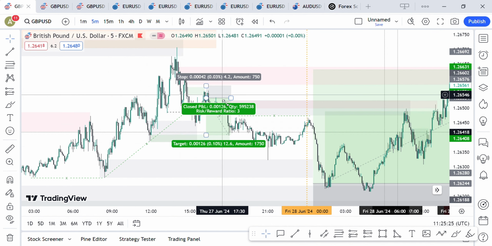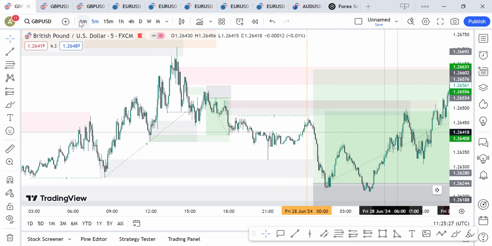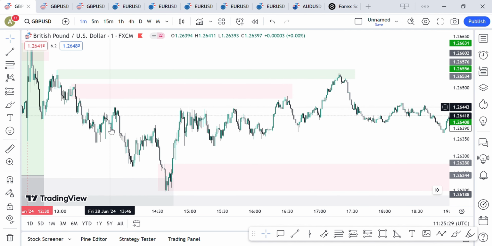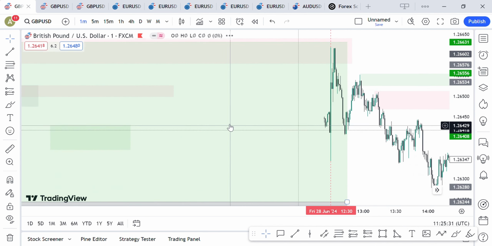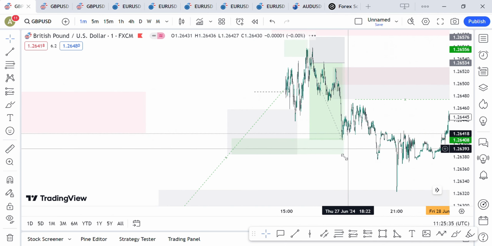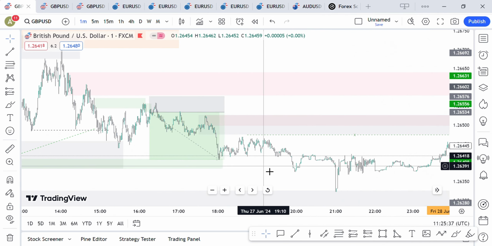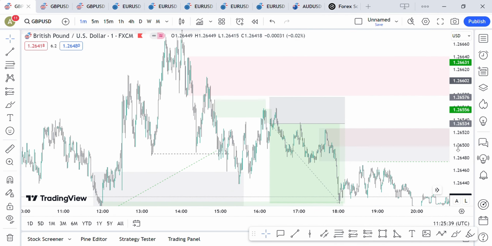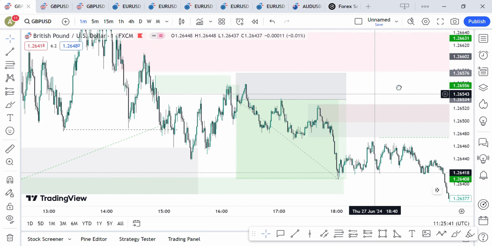So what I did is I went over to the 1 minute, and I wanted to configure the confluences very well and be specific with my entries and the whole of my trades. So this was what happened.